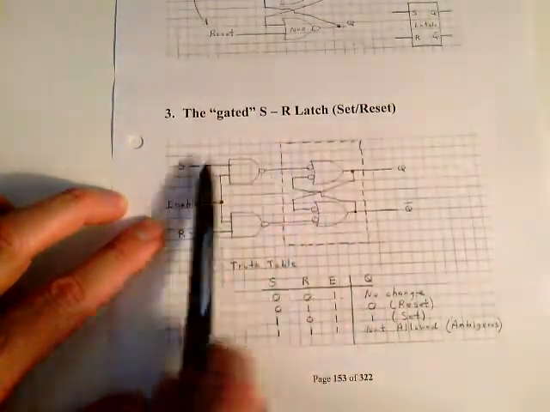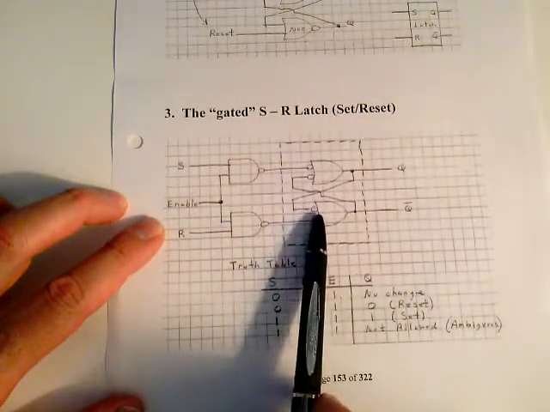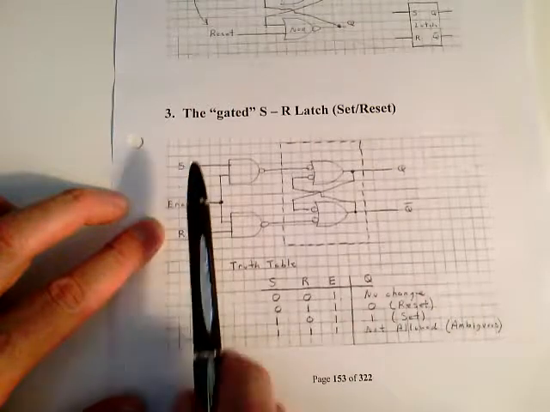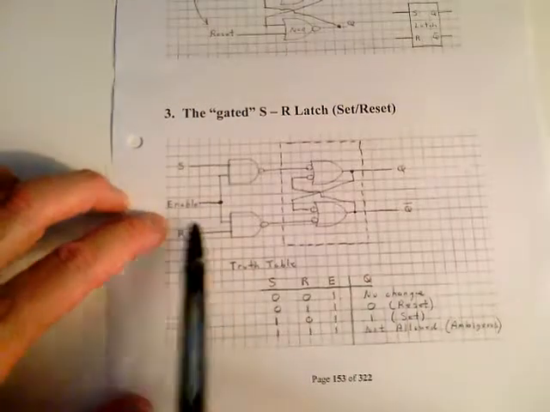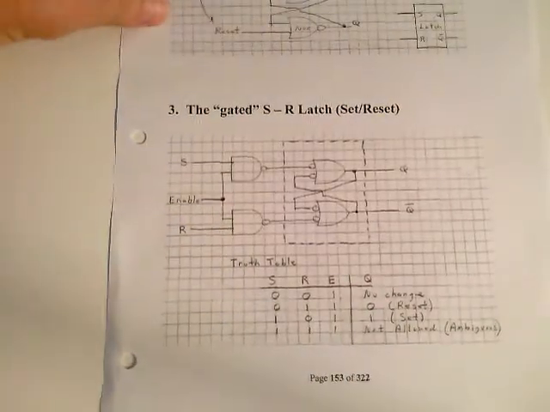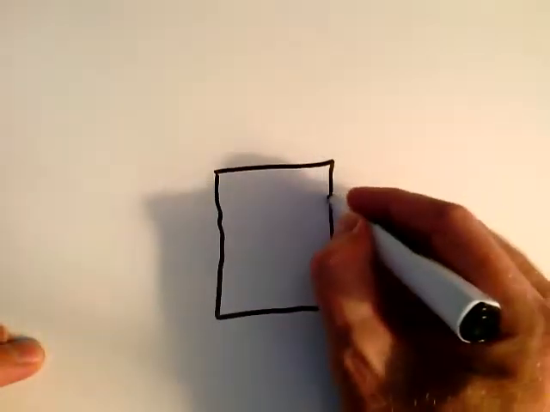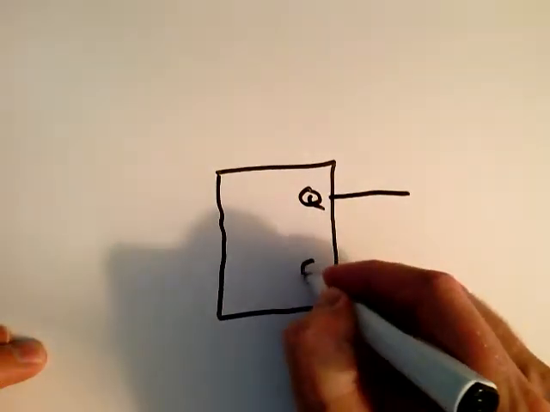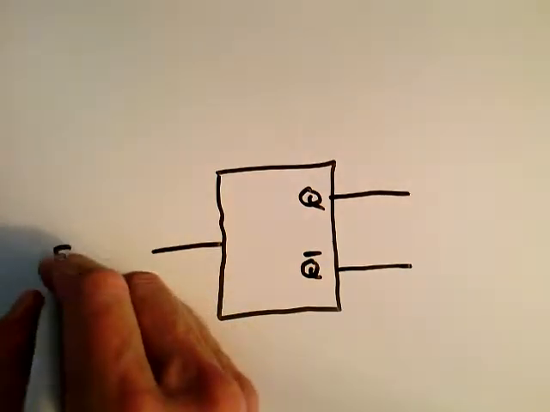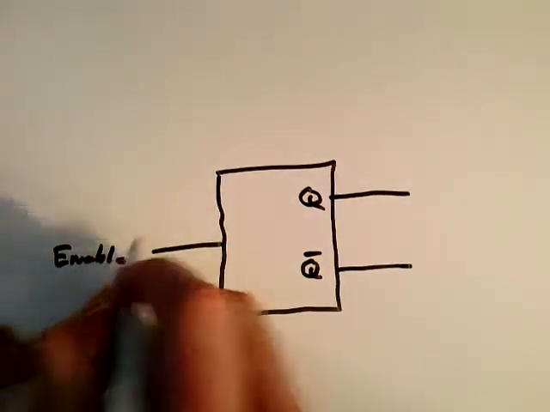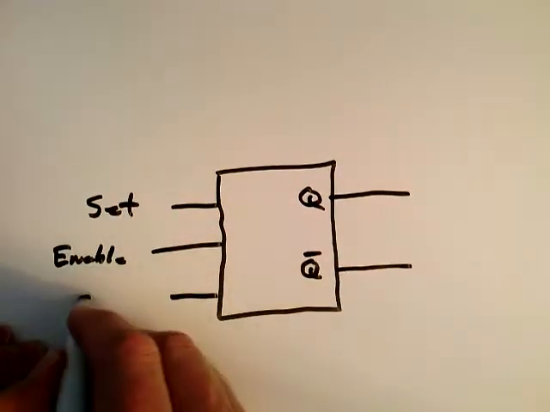So looking at this very closely, the block diagram of this simply looks like a high active set and a high active reset with an enable circuit, with an enable. So basically what we'll see is this. There's our flip-flop. Here's our Q output. Here's our Q bar output. Here is our enable, high active. This right here is our set. And this down here is our reset or our clear.